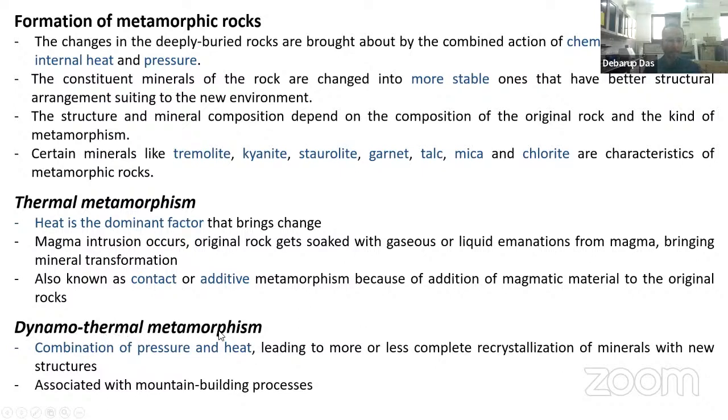Another is dynamothermal metamorphism, a combination of pressure and heat. Both pressure and heat act, leading to more or less complete recrystallization of minerals with new structures associated with the mountain building process.